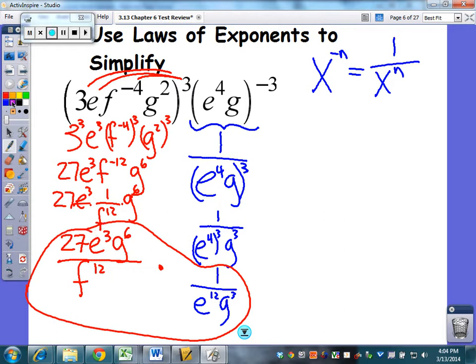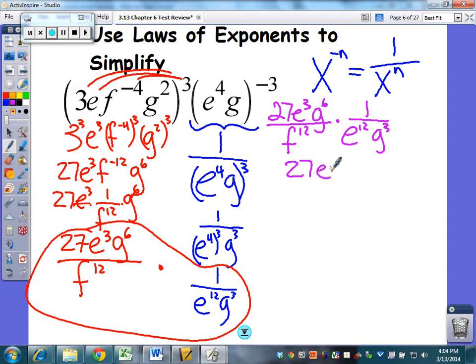and we're going to move it. So we're going to rewrite that as 27 e cubed g to the 6th over f to the 12th times 1 over e to the 12th g cubed. So when we multiply this all together, we get 27 e to the third g to the 6th over f to the 12th e to the 12th g to the third.